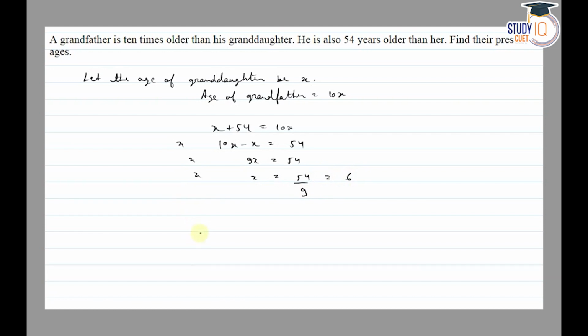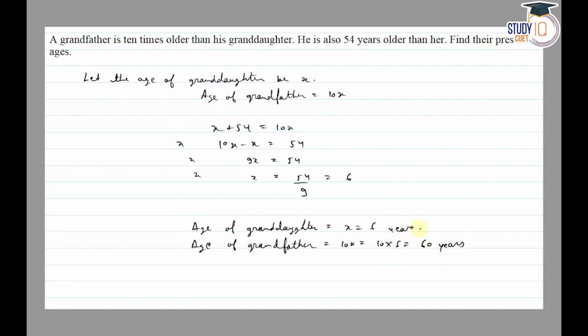So the age of the granddaughter is equal to x, which is equal to 6. The age of the grandfather is equal to 10x, which is equal to 10 into 6, which is equal to 60 years. Thank you.